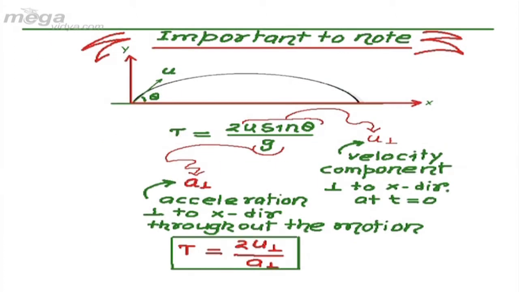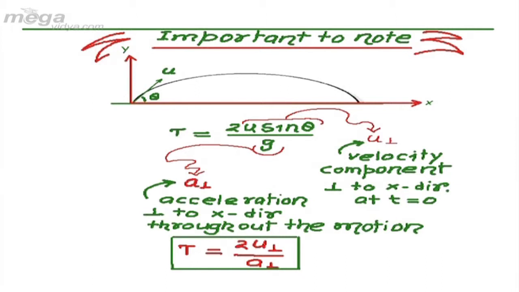So for the projectile thrown on inclined plane, I want to use a relation for the time of flight which we had discussed for a projectile which was thrown from ground to ground. The result which I will utilize here is that time of flight for a projectile thrown on ground is 2u sine theta divided by g. Here, u sine theta is the velocity component perpendicular to x direction at t equal to 0, and g is the acceleration perpendicular to the x direction throughout the motion.